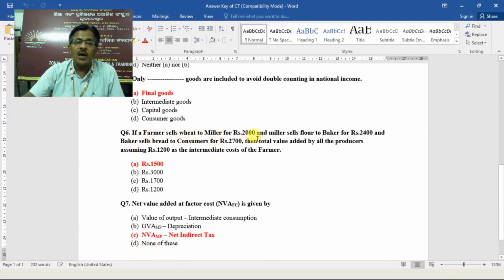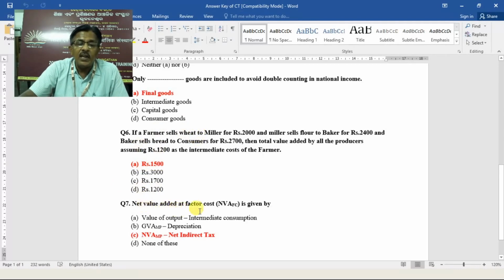If a farmer sells wheat to the miller for 2000, the miller sells to the baker for 2400, and the baker sells bread to the consumer for rupees 2700, then what is the total value added by all the producers, assuming 1200? You see, the farmer sells wheat to the miller at 2000. Assuming the intermediate consumption given here, 2000 minus 1200 is 800. The miller sells flour to the baker at 2400, so the addition here is 400. Then 2700, and the addition here is 300. If you add the value added in each stage, the total will be rupees 1500.